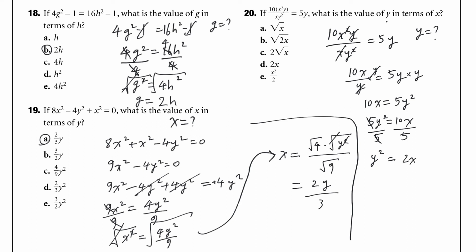Now, to get rid of this square, what do we do? Take the square root of both sides. So they cancel. So y is equal to the square root of 2x. The answer is B.